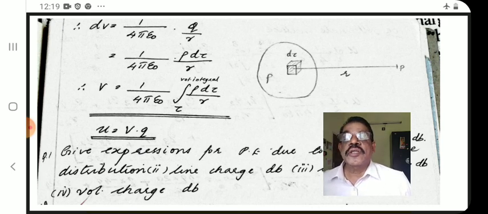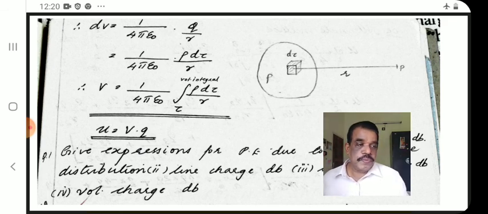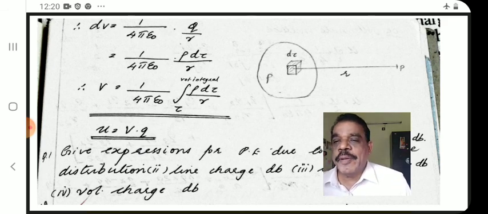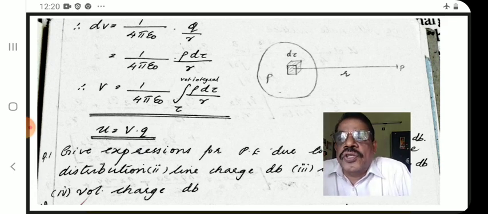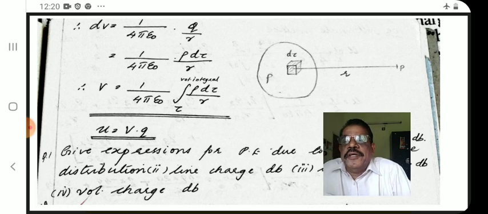The small potential produced by this volume element dV is equal to 1 by 4 pi epsilon 0 Q by r. Q is rho d tau. We represent the volume element as d tau because V is for potential. dV, the small potential, is equal to 1 by 4 pi epsilon 0 rho d tau by r. d tau is this small volume element.